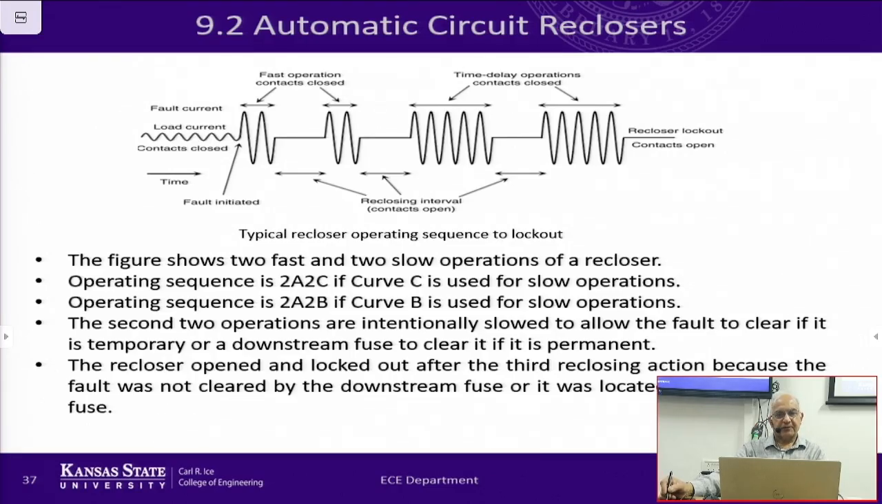So after 4 cycles, 2 fast and 2 slow operations, then it will lock out, either in open position or in closed position, depending on where the fault is. So this type of operation is called 2A, 2C, 2 on curve A and 2 on curve B.